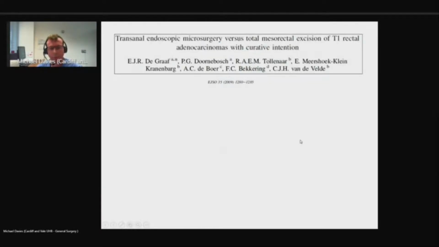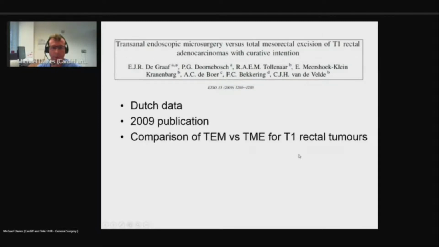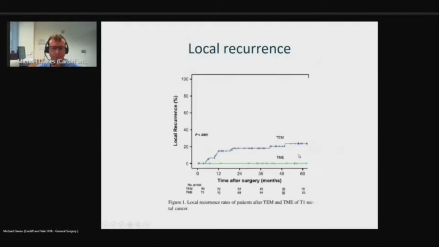This is a seminal paper produced in 2009, and I accept it's some years out of date, but the results continue onwards now, and I think it's still relevant. This compared transanal endoscopic microsurgery, local excision, versus rectal resection of T1 tumours.